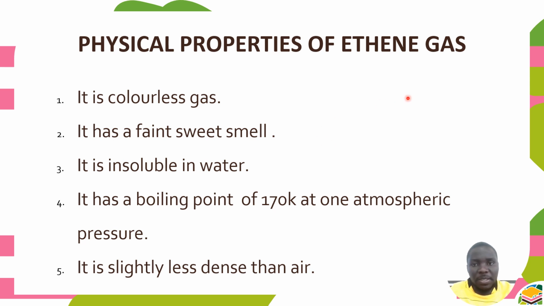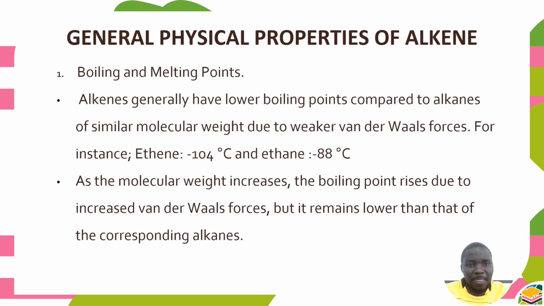Now, physical properties of ethene gas. It is a colorless gas. It has no smell. It is insoluble in water. It has a boiling point of 170 kelvins at 1 atmospheric pressure. It is slightly less dense than air.